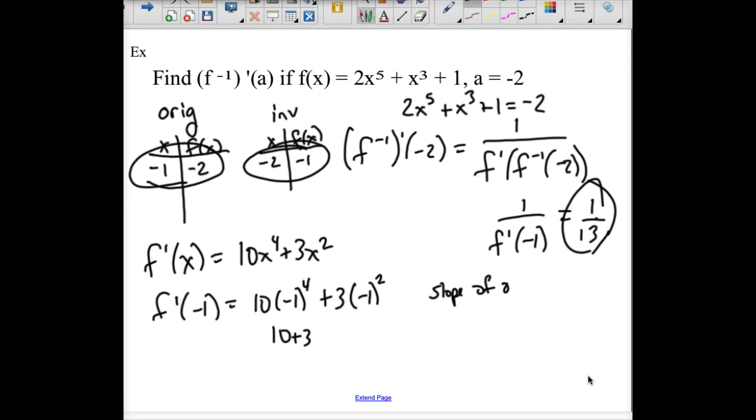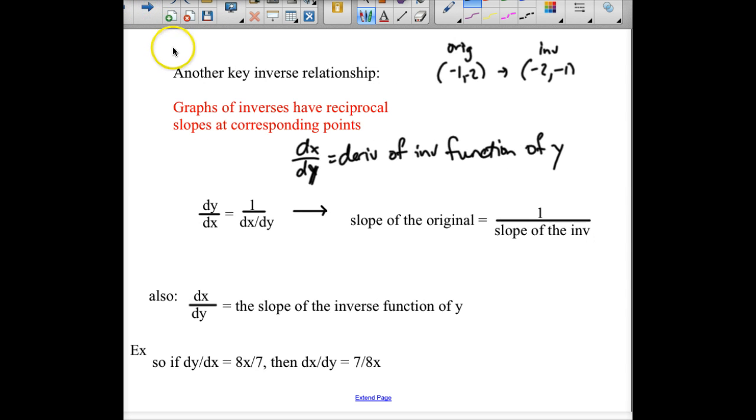Okay, sorry. So the slope of the original function at -1, which is the corresponding point to (-2, -1), it's (-1, -2). So the slope of the original function would be the derivative at -1, which we just figured out here is 13, so obviously it's the reciprocal, 1 over 13. All right, so maybe that was obvious to you. Just wanted to walk through that with you.